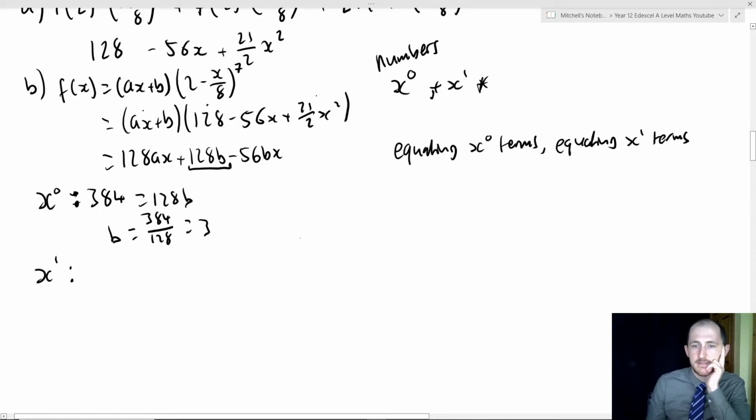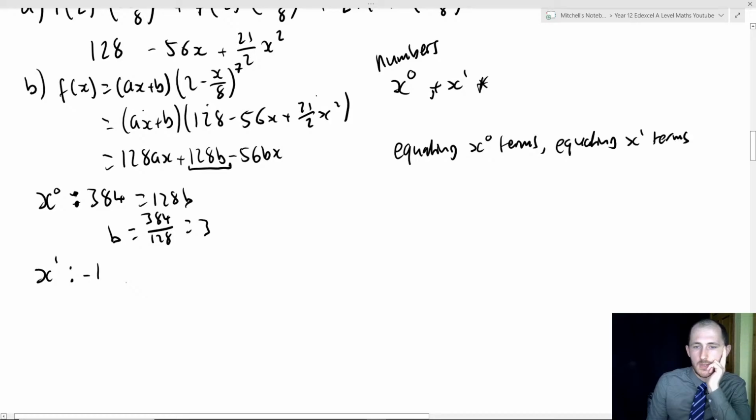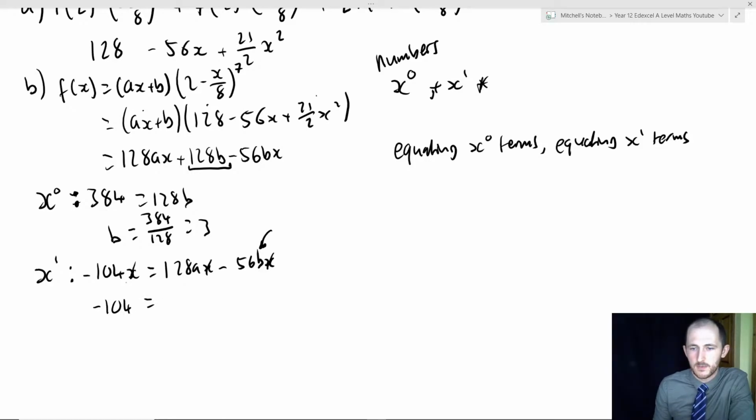Now equate the x1 terms. We have minus 104 equals 128 ax minus 56 bx. You don't need to put the x's, but I will put the x's just so you guys are clear. Now if you notice, I can divide this through by x. That's why you don't need to write it. I can also sub in for this. B is 3. So in other words, I have minus 104 equals 128a.